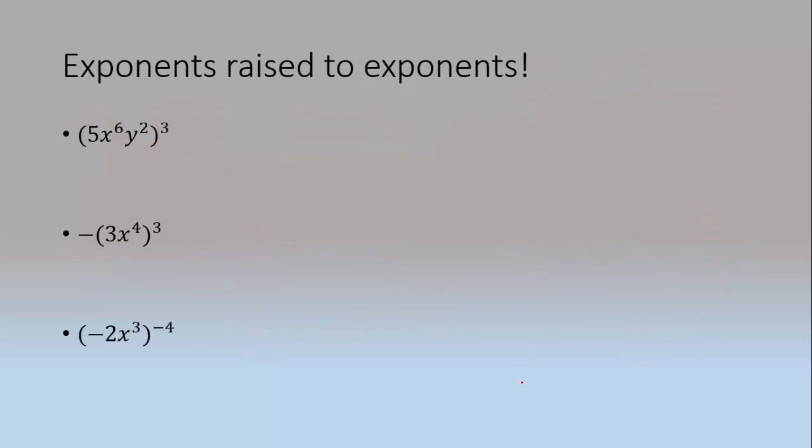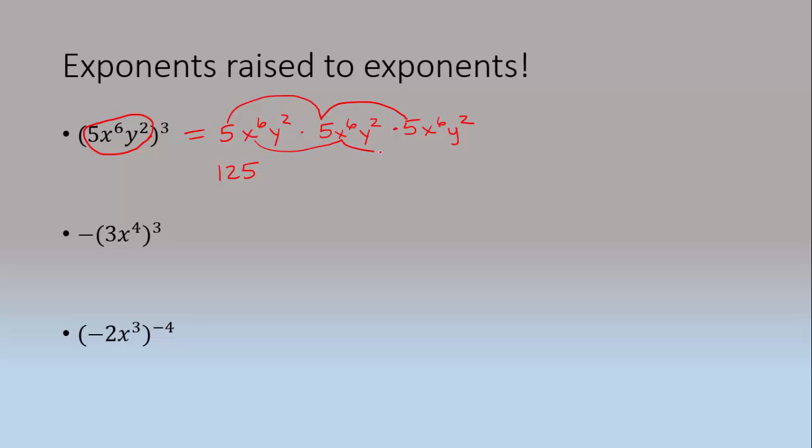And finally, we have variable expressions with exponents that are raised to more exponents. So what are we going to do with this? Well, keep in mind that this means this entire expression times itself 3 times. Let's use our previous rules to simplify this. So since it's all multiplication, we can use the commutative property to skip over and multiply the numbers. That's 125. Now, when we multiply the x's together, remember the rule is to add the exponents. So that's 6 plus 6 plus 6, which is 18. And similar with the y's, we've got 2 plus 2 plus 2, which is 6.